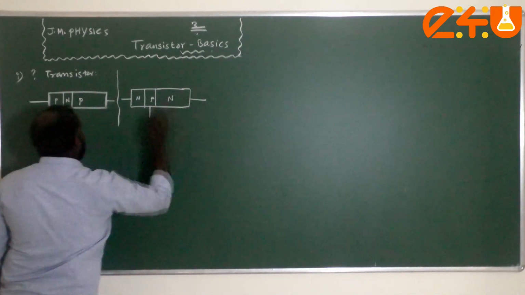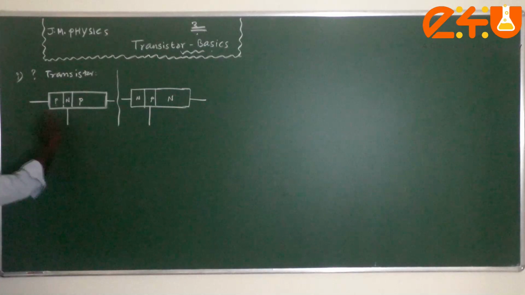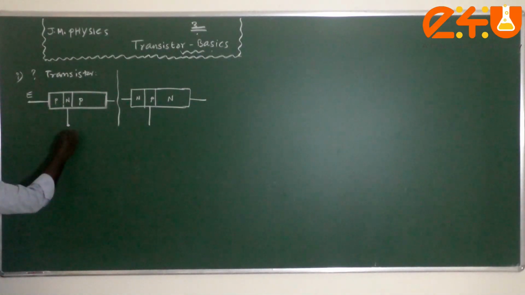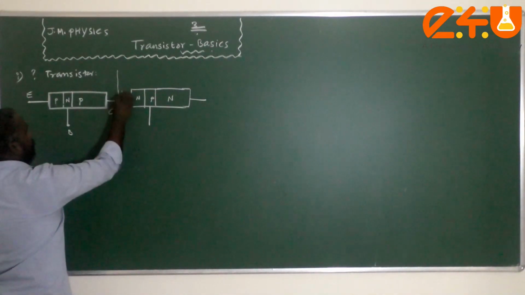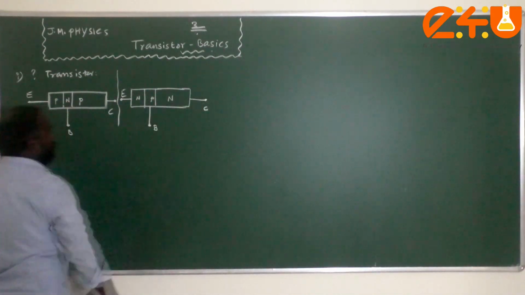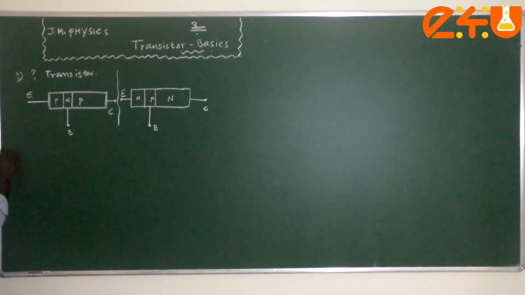Now please see that this transistor has three regions. One is called the emitter, another is called the base, and the third one is the collector. Similarly, this will be emitter, base, and this will be the collector.